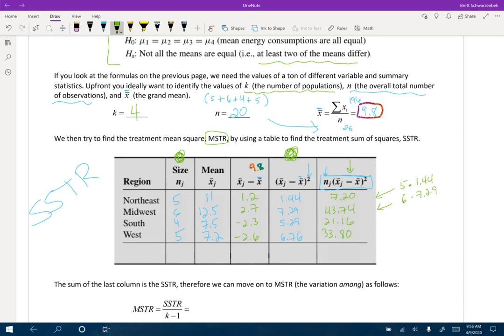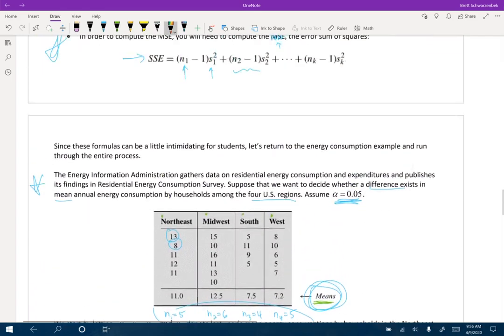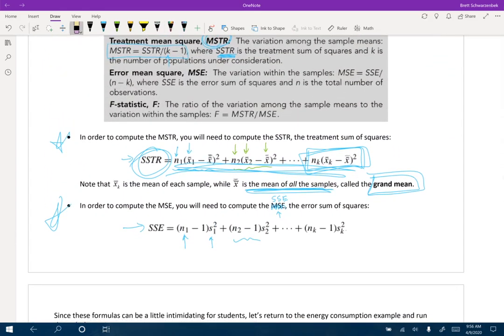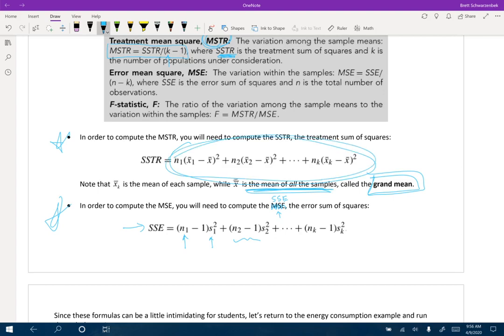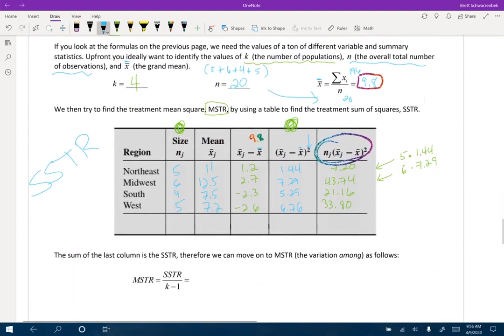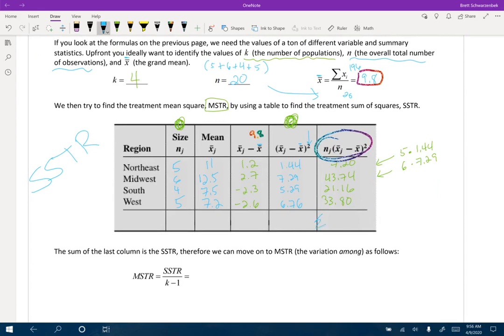So you have your values for each individual one of these. Just remember, in order to find SSTR, what do we need to do? We need to find the sum of all of them. So, just like we've done in the past, we need a summation column here so that we add all of these together, and we end up with 105.90 for our value of SSTR.